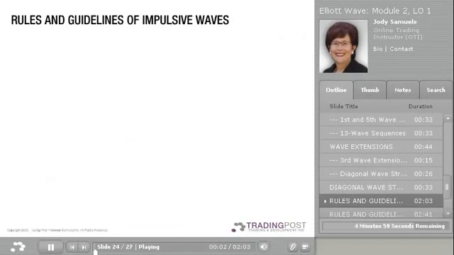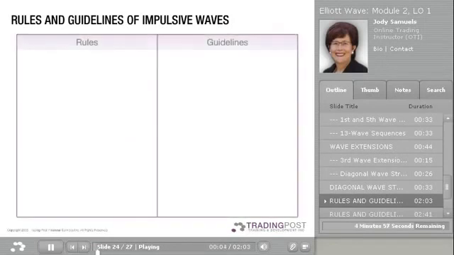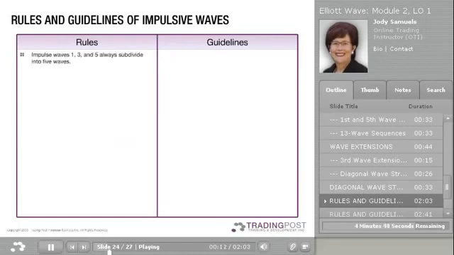And now for some rules and guidelines of impulse wave structures. There are rules and there are guidelines. First, the rules. 1. Impulse waves 1, 3, and 5 always subdivide into 5 waves. 2. Wave 1 must be an impulse or a leading diagonal pattern. 3. Wave 2 never goes beyond the start of wave 1.